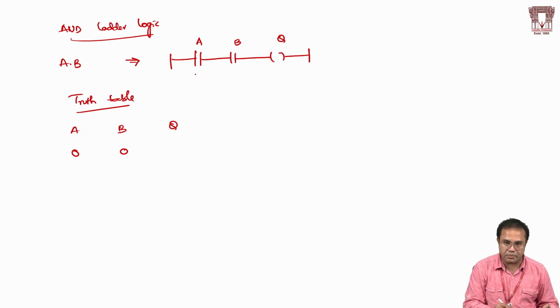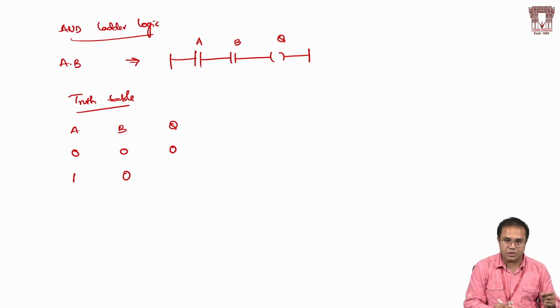So the instruction property of A will never change. It remains open. Similarly, the B also remains open. So both the instructions are open, which means there is no continuity to this output. So the output also remains 0. Clear? Next, 1, 0. Now this A has received the input 1.